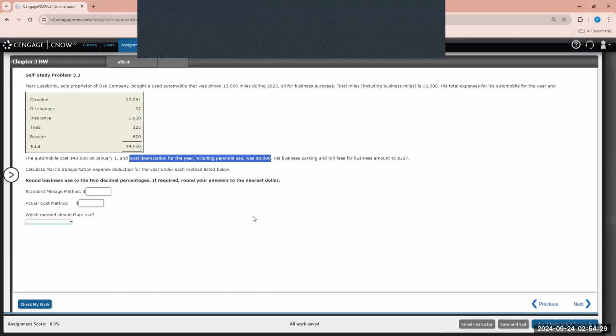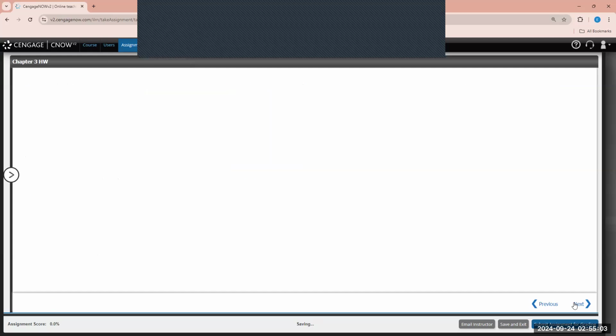All right, so we'll go back to the problem. The standard mileage method, as we know, was 8,842. The actual cost method was 10,100. So which method should Mark use? The actual cost, because it provides a greater deduction. But just keep in mind that rule: if they do not use the standard mileage method in the first year, they cannot use it in the future. If they use the standard mileage rate in the first year, they can switch to actual cost in the future. So just a little caveat.